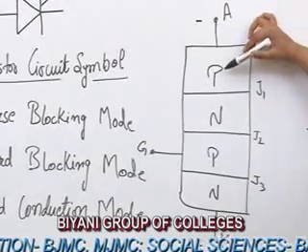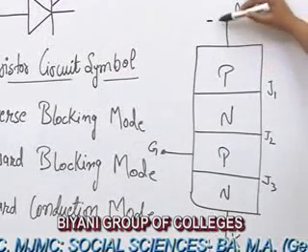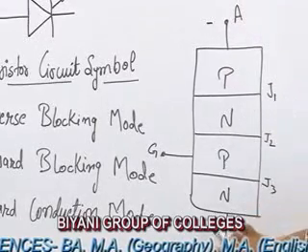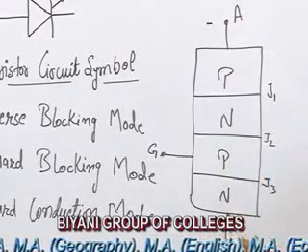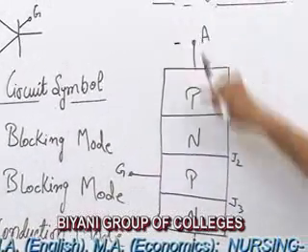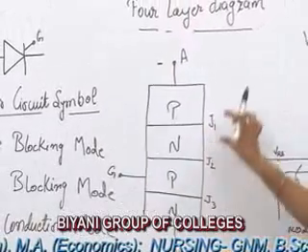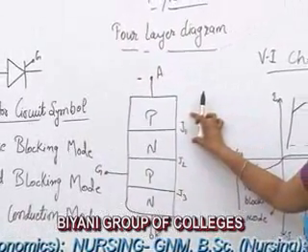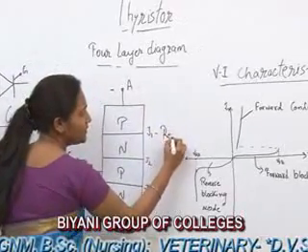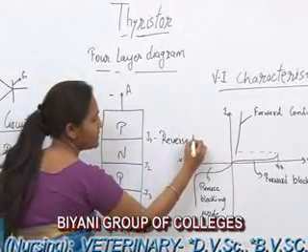Now look, the P junction is connected to the negative terminal of the supply and the N junction is connected to the positive terminal of the supply from downwards. In junction J1, P is connected to negative and N is connected to the positive terminal of the supply, which makes junction J1 reverse biased. Junction J1 is reverse biased. Make a note over here.